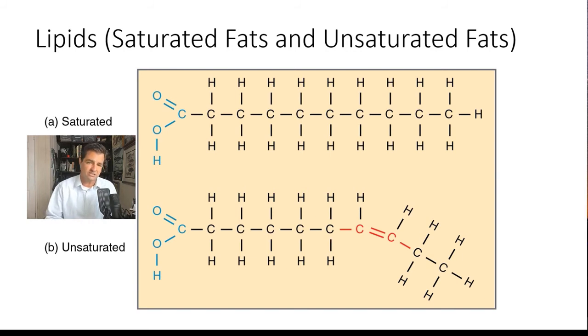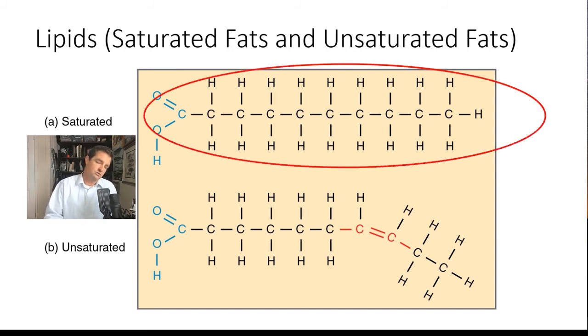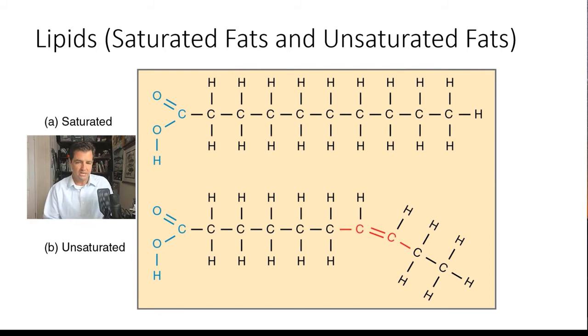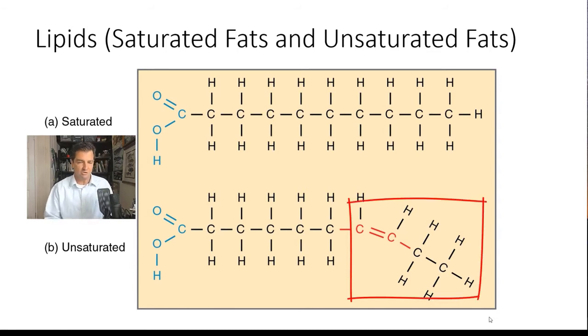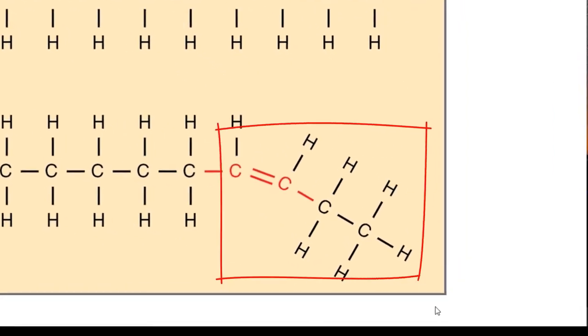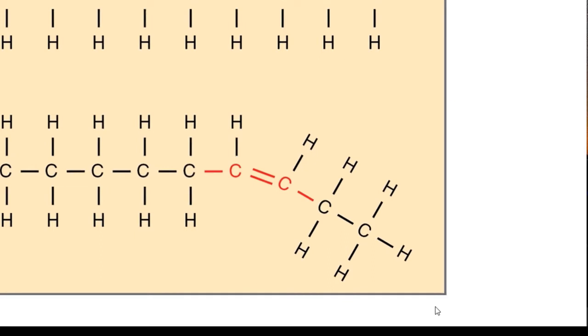Fats can be saturated or they can be unsaturated fats. These are also terms you've probably heard before. When we talk about a saturated fat, a saturated fat is a fat in which there are no double bonds in the carbon chain. Whenever you have a double bond, it tends to bend the molecule a little bit. So if you look at this unsaturated fat, you can see the carbon double bond right here, and that leads to a sort of bending of the carbon chain there. And so we have saturated fats and unsaturated fats.